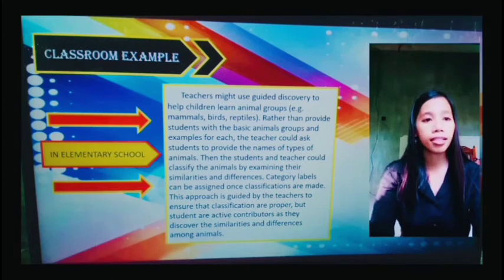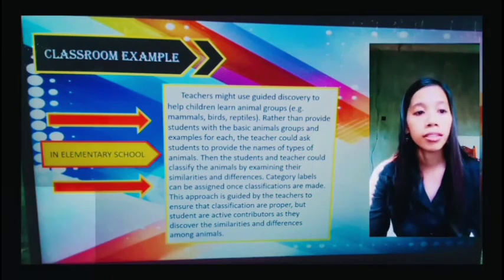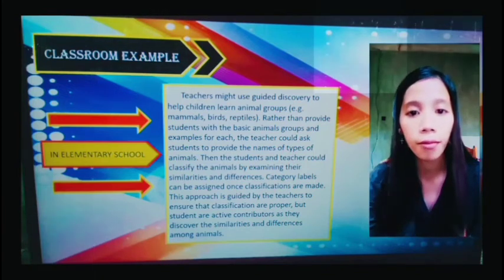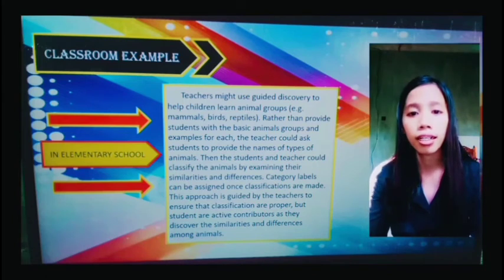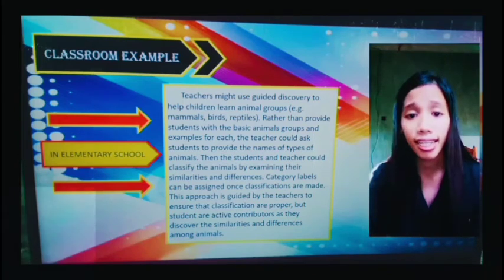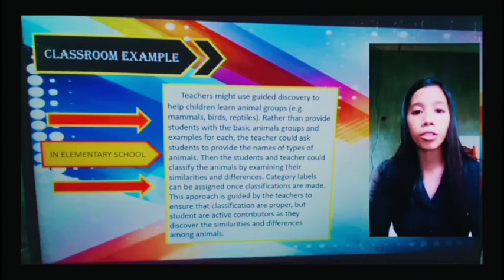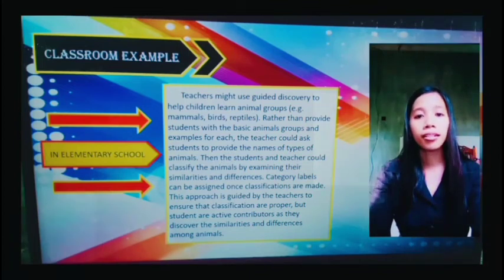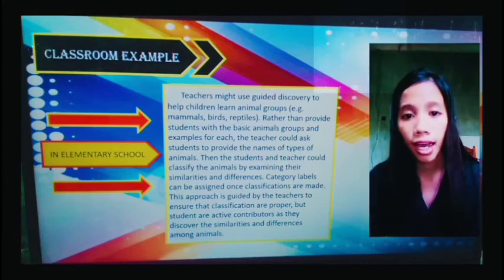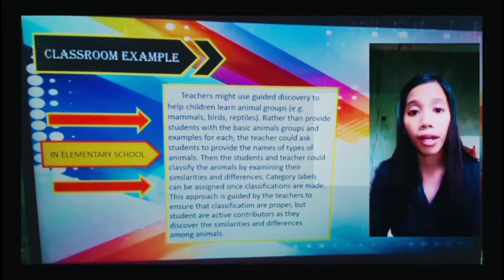Dito din ay sinasabi na kapag isang mag-aaral ay nakadiscover ng similarities at differences among the animals ay nabibigyan na ng diin ng mga mag-aaral kung ano ba yung hinahanap na mga informasyon na ibinibigay ng mga guro. At dahil dito ay natutuwa ang mga guro dahil nakakakuha ng bagong kaalaman o bagong pagkatuto ang mga mag-aaral.